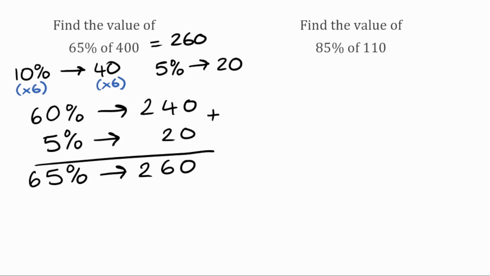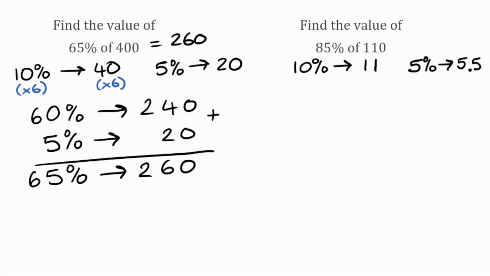Okay, and for this final question, we've got 85% of 110. So again, the first thing we're going to do is find our 10%. To find our 10%, again, we divide by 10. So 110 divided by 10 is just 11. Looking at our number, we're going to partition it into 80 and 5. So we're also going to need our 5%. To figure out 5%, we can half our 10%. So we've got to do 11 divided by 2, which is actually 5.5.